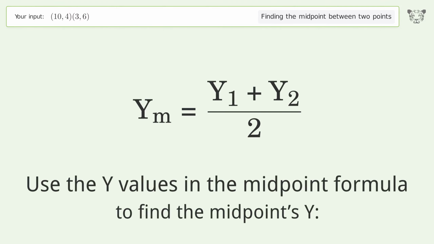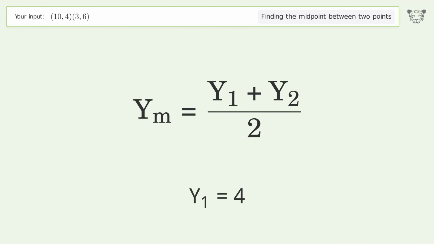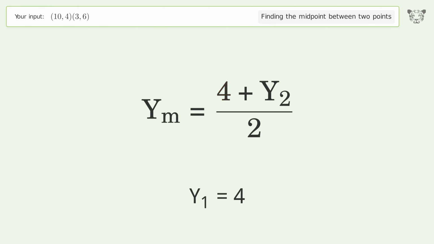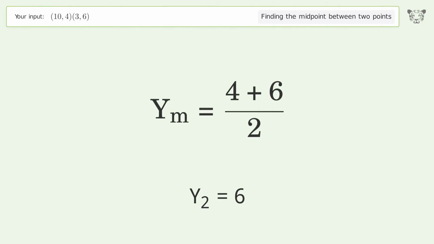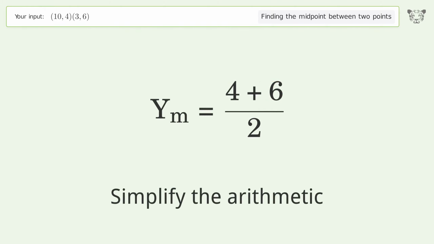Use the y values in the midpoint formula to find the midpoint's y. y1 equals 4. y2 equals 6. Simplify the arithmetic.